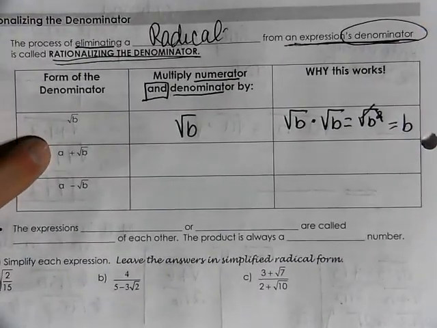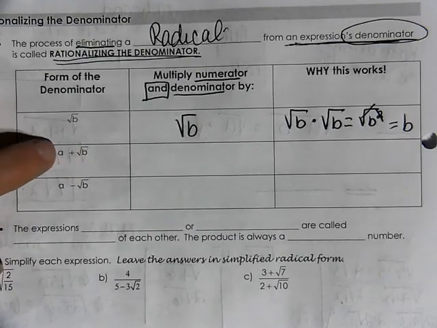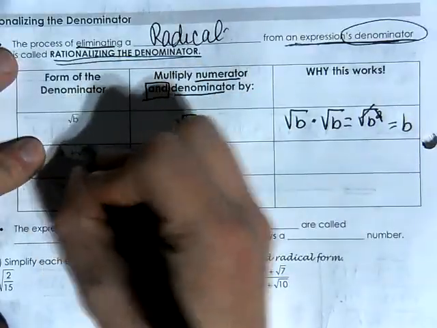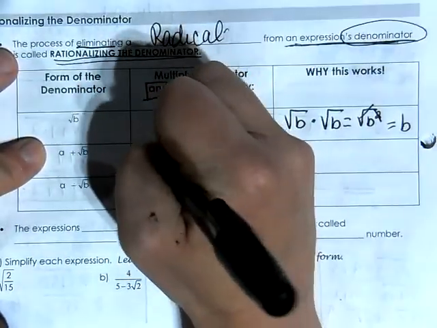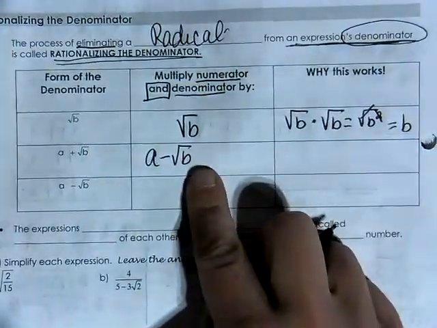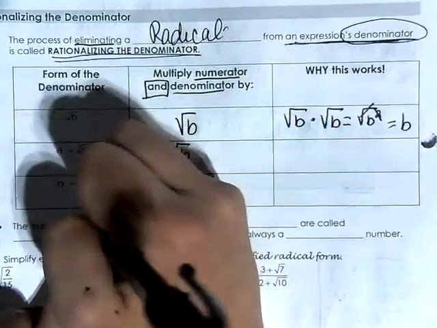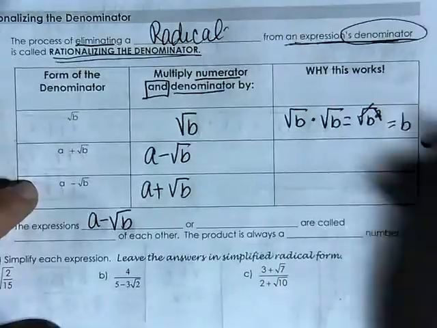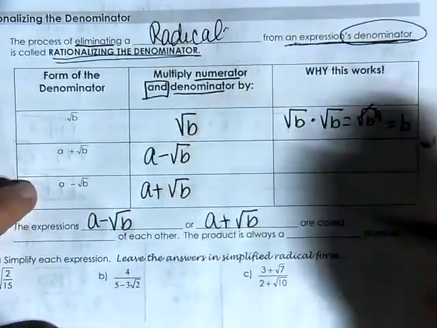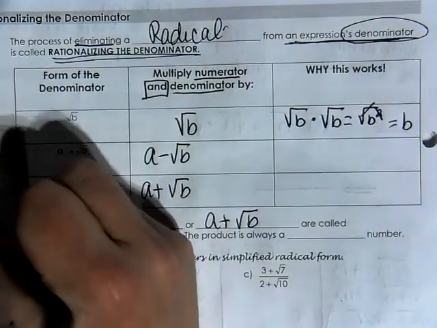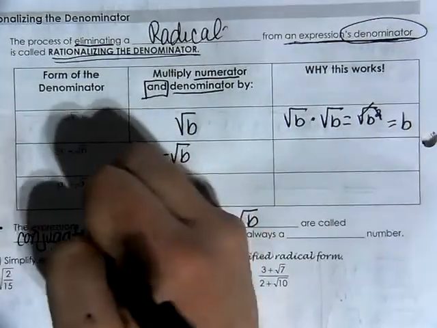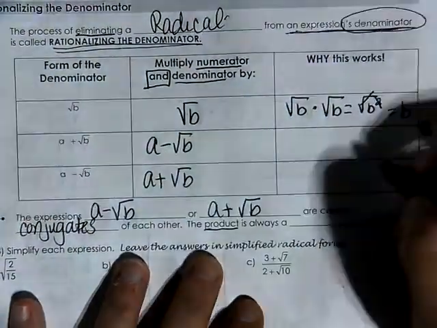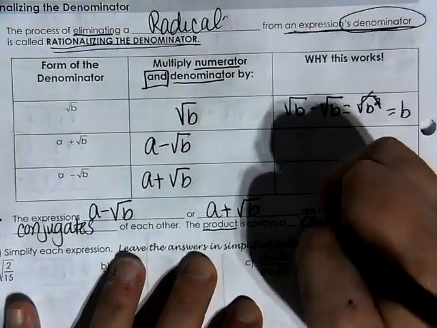You might see a plus a square root. If you see a plus a square root, you will need to multiply both the numerator and the denominator by a minus the square root of b. This expression of a minus the square root of b, and what we'll have down here is a plus the square root of b. These expressions are what we call conjugates. They are conjugates of each other. And that's because their product, when you multiply them together, will always equal a rational number.